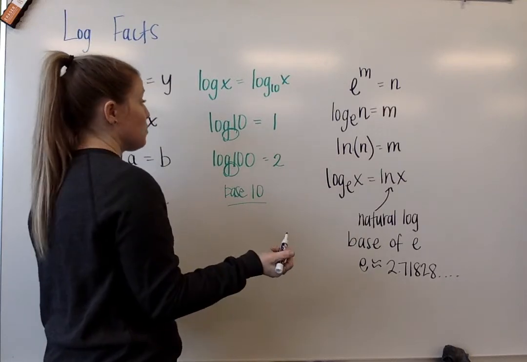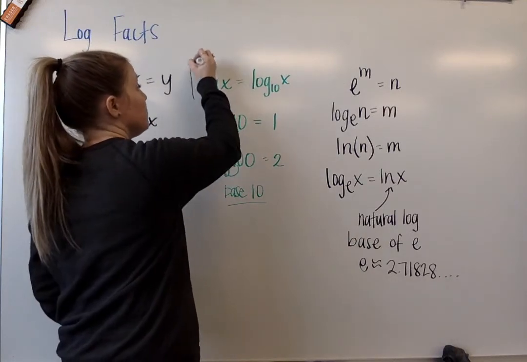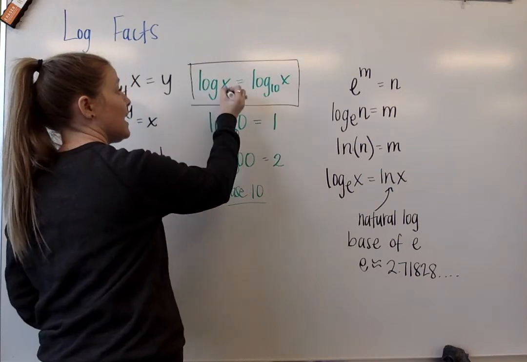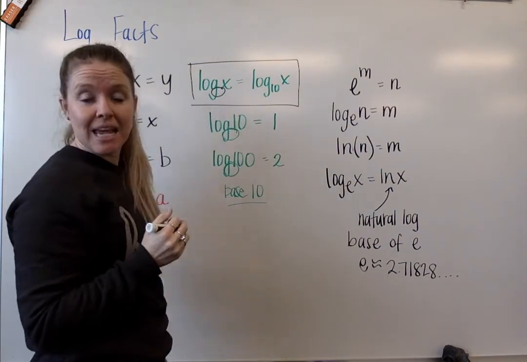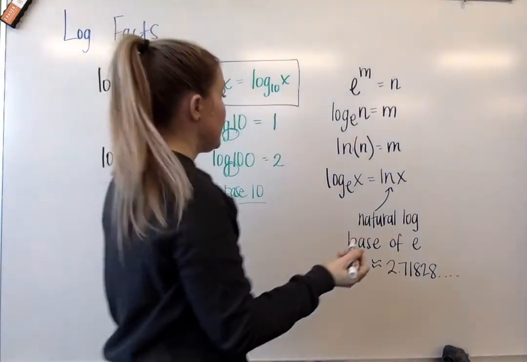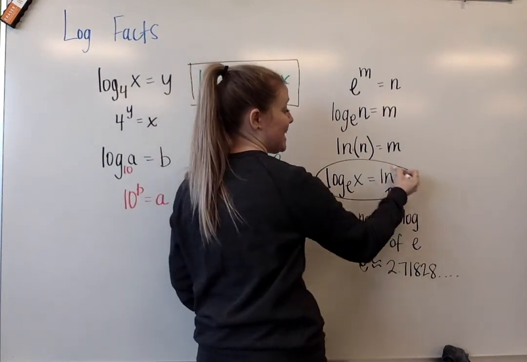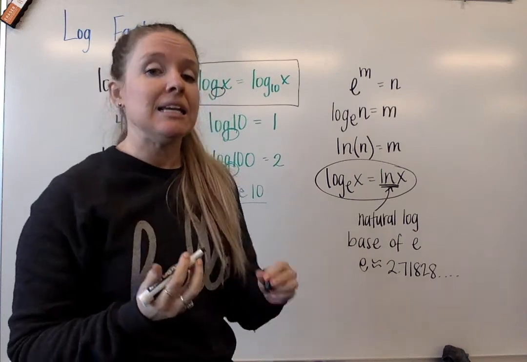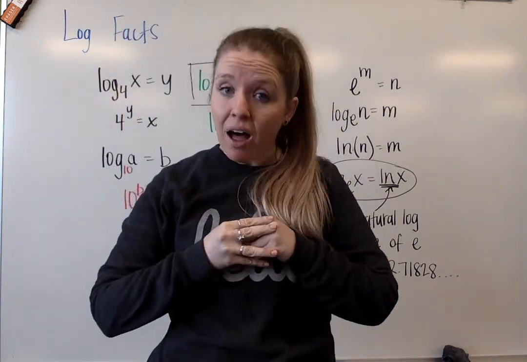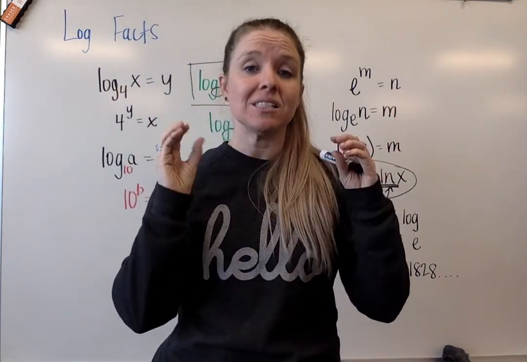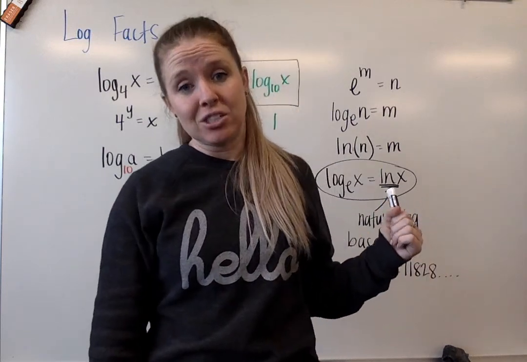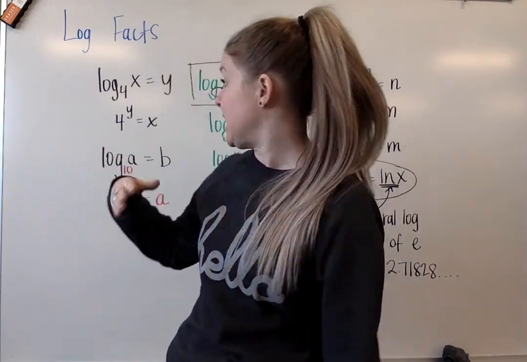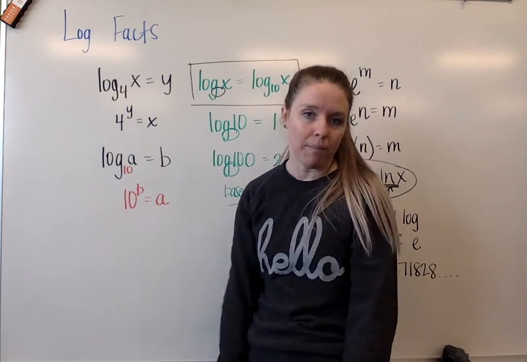So our facts that we're walking away with today is that if we have a log base 10, they're not going to put that 10 there. It's implied. And if we have a log base e, we rewrite it as a natural log. Natural logs behave just like logs do. Everything we've done still applies. It's just a base e instead of a base 4 or a base 10.